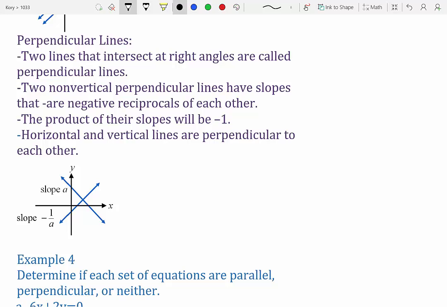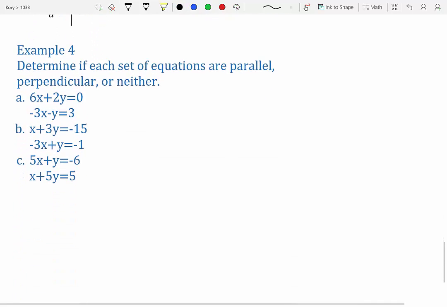So an example of what perpendicular lines look like: if we have the slope A, a perpendicular line, if you flip it, would be 1 over A and change the sign to be negative. So for example 4, we want to determine if each set of equations are parallel, perpendicular, or neither. In order to determine that, we need to look at the slope. In order to look at the slope, it needs to be in y equals mx plus b form. That's slope-intercept form.